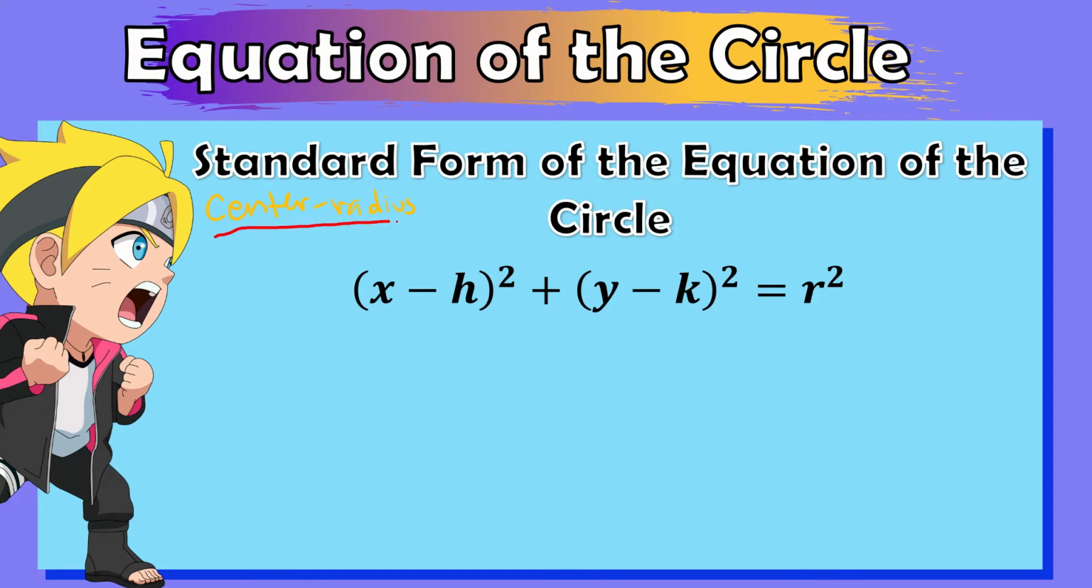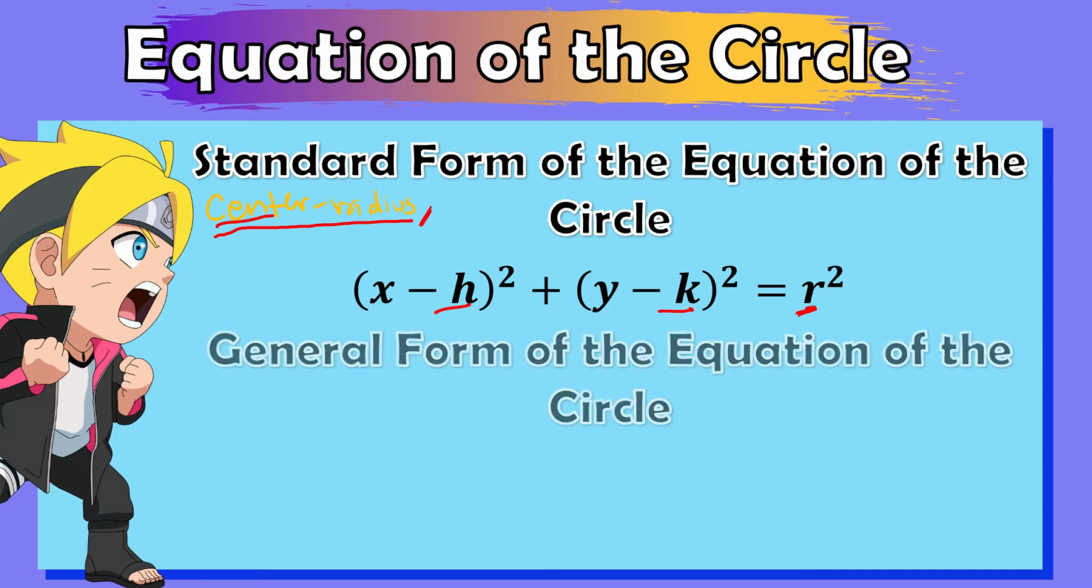Why is it called the center radius form? Why is the standard form of the equation of the circle called the center radius form? The reason is that from this equation, we can determine the coordinates of the center of the circle, denoted by h and k, and the length of the radius. That is why the standard form is also called the center radius form. Okay? Now, let's go to the lesson for today.